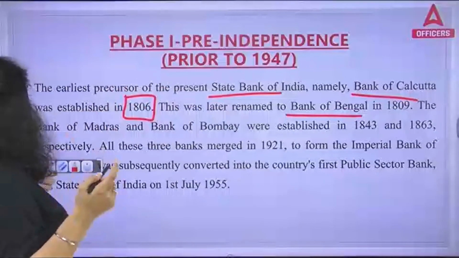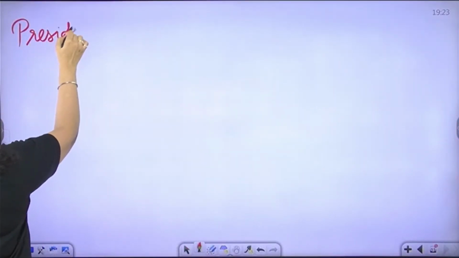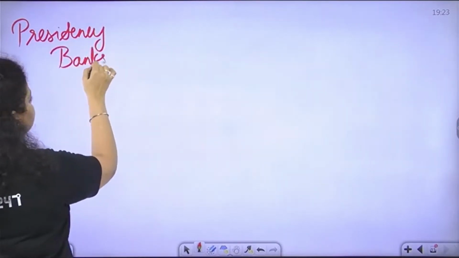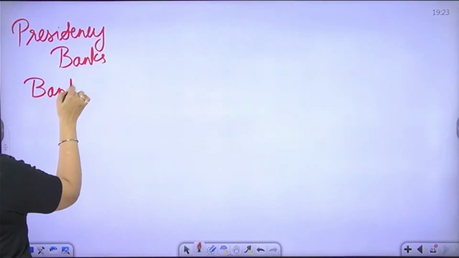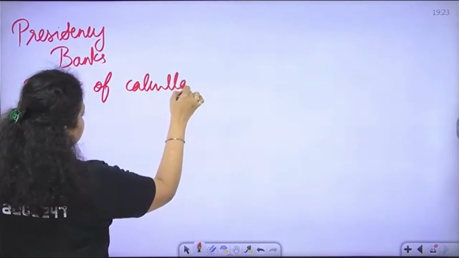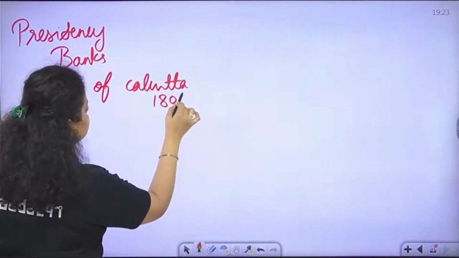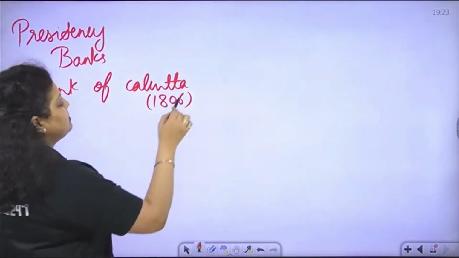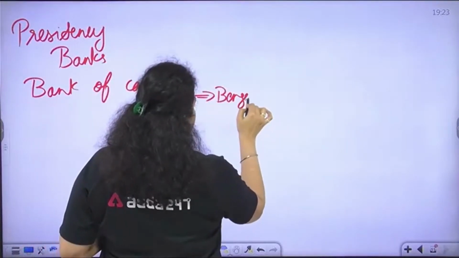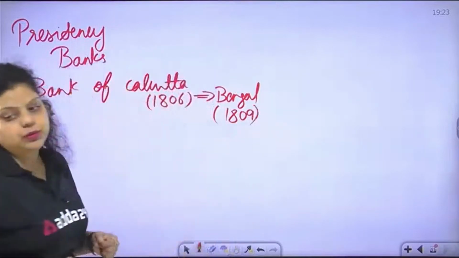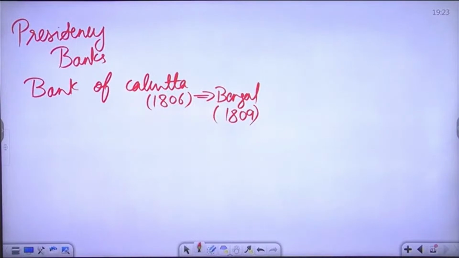Now, what happened earlier to form the SBI? There used to be the presidency banks. How many presidency banks were there? There used to be 3 presidency banks. First, we have Bank of Calcutta. It was introduced in 1806, but it was renamed as Bank of Bengal in the year 1809. This was the first presidency bank. Yes, there used to be 3 presidency banks in the country, and the first one was Bank of Calcutta, renamed as Bank of Bengal in 1809.